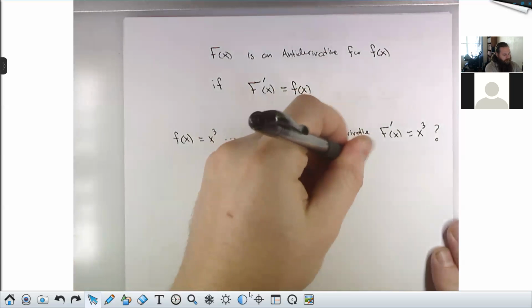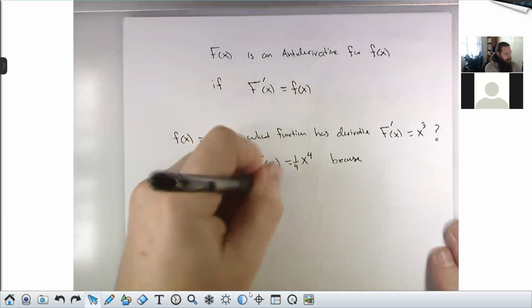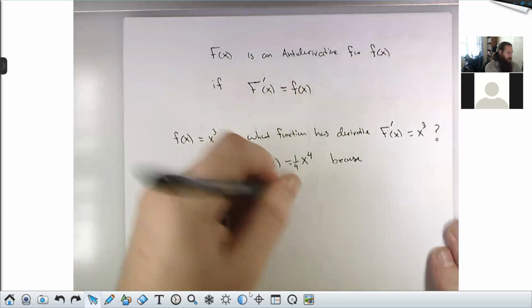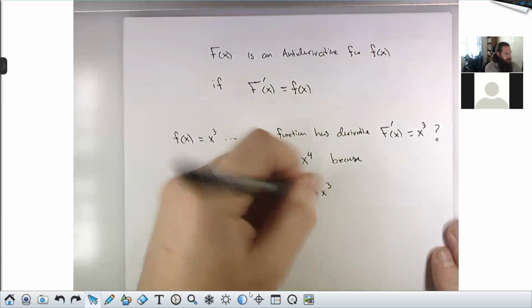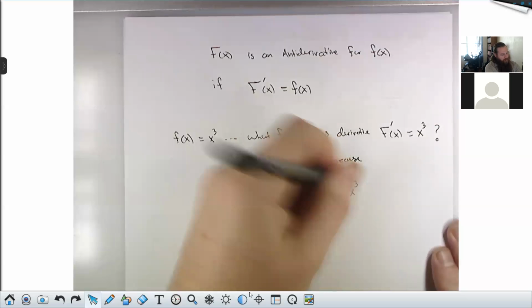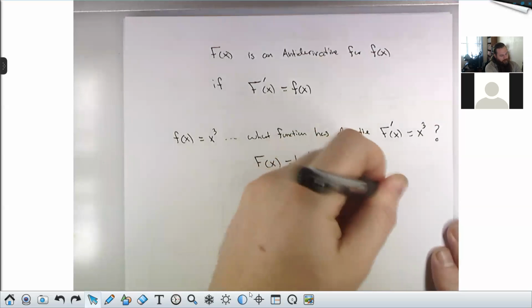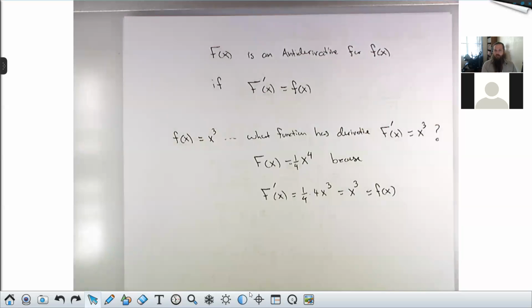because then f primed would be 1/4 times 4x cubed, and the 4's would cancel, and we get the original x cubed. That's kind of the idea. So for power functions, at least, it's not too bad.